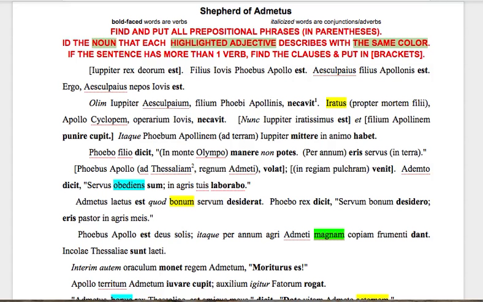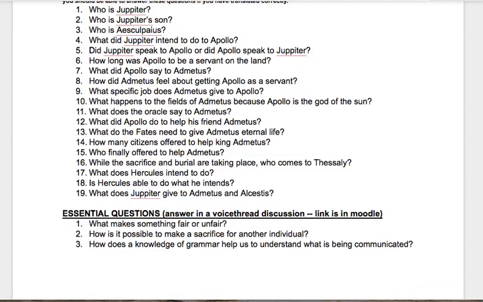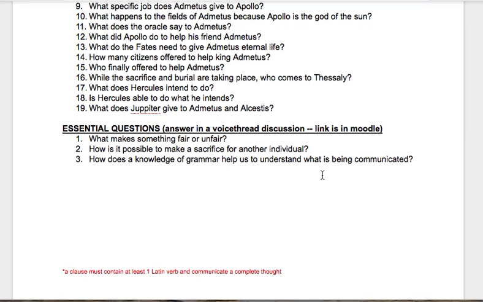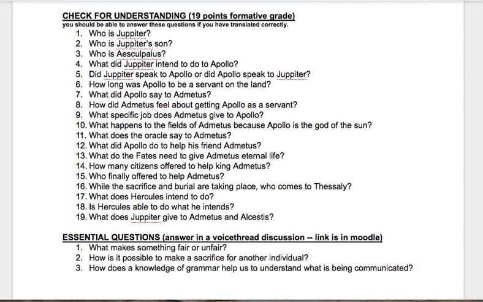You will also, as I mentioned at the beginning, receive a formative grade for answering the checking for understanding questions. You will also be receiving a grade for participating in the VoiceThread discussion in the Moodle module, on the essential questions that are attached to this story. The due dates for all of this are located at the very front of the Moodle course. When you open it up, you'll see them under the weekly assignments and due dates. Good luck and have fun!